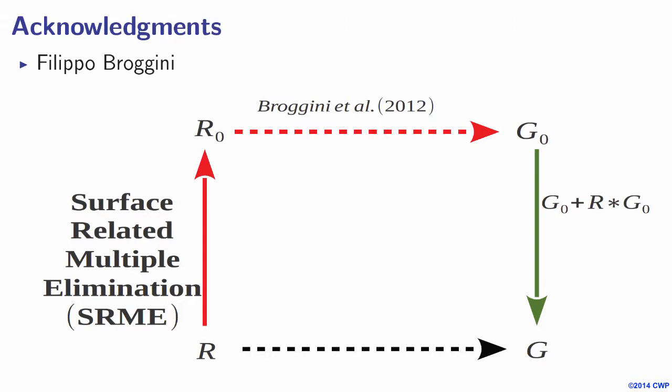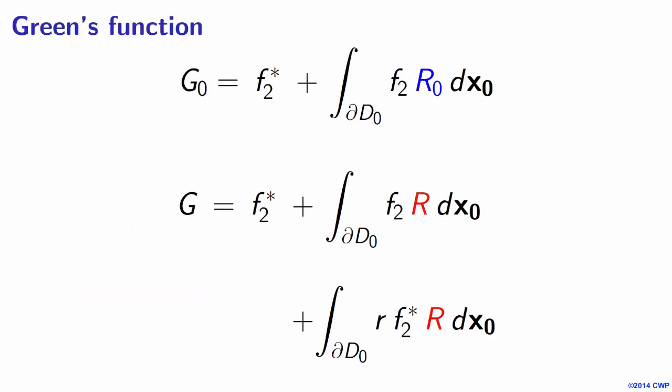Now, I'm not big on the equations. You can see the details of the equations in my paper, but in simple terms, symbolic math, the previous Green's function, G0, was retrieved with R0. So we required SRME in this case. However, for the Green's function that we retrieve, we use the full R. So the free surface multiples are also included in this R. And also, all we do is we just add this integral, which accounts for the reflections downwards from the free surface.